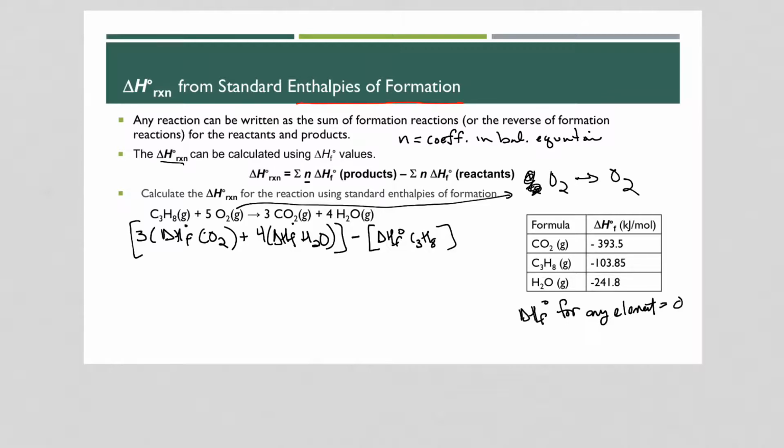Okay, so we have our products minus our reactants. Now we just plug in the numbers. So we have 3 times the delta H of formation of CO2, which is negative 393.5 kilojoules per mole. Now notice our moles are going to cancel because this is really 3 moles, when we have our coefficients here. Plus 4 times water, negative 241.8 kilojoules per mole. Minus 1 times negative 103.85 kilojoules per mole.